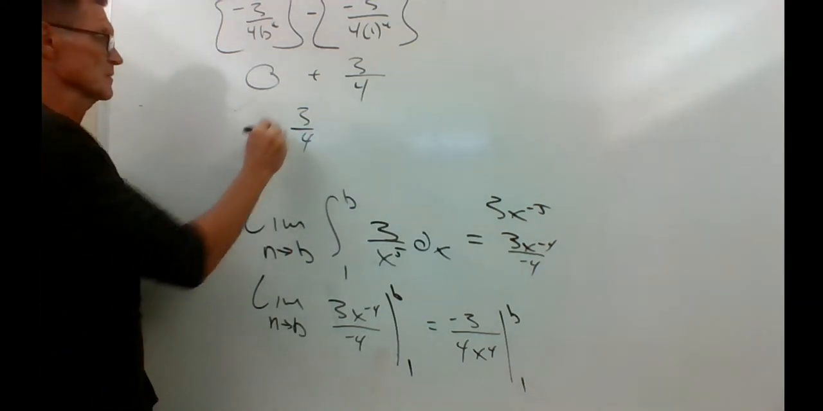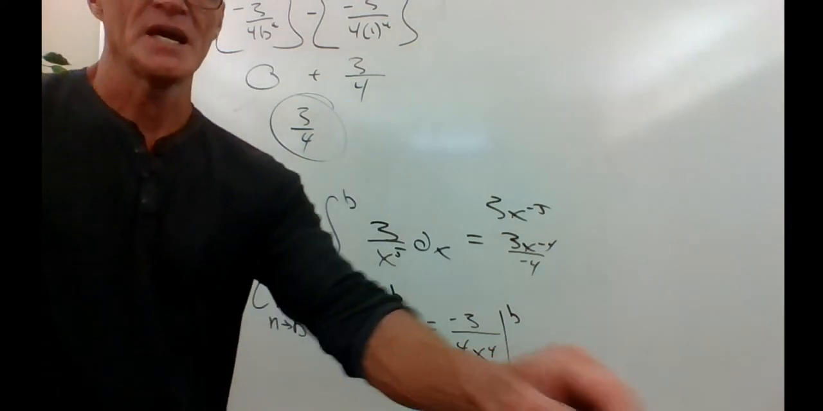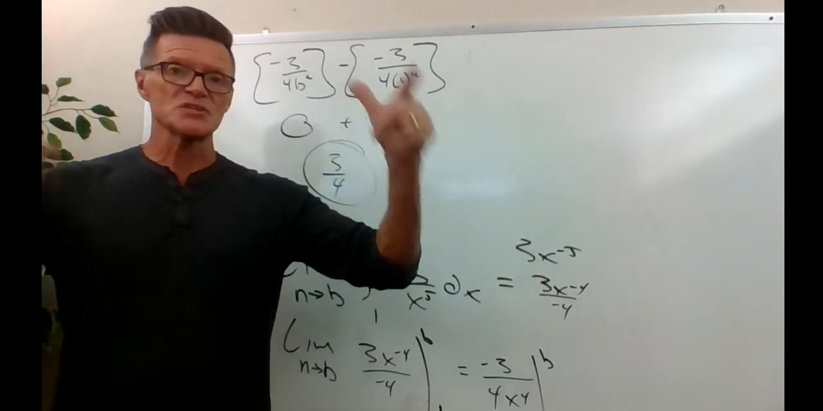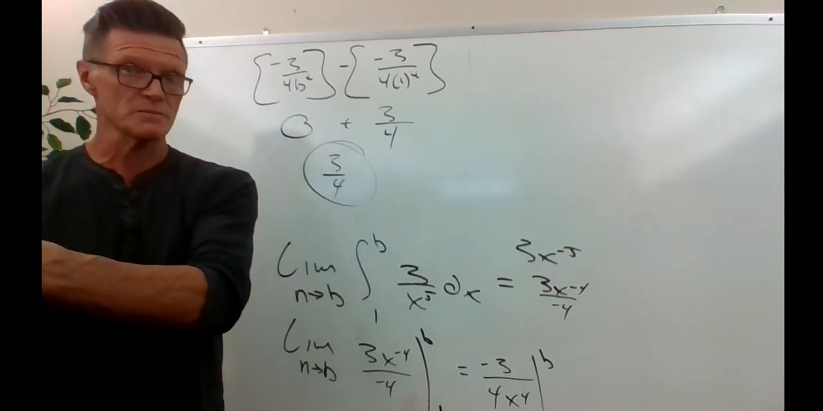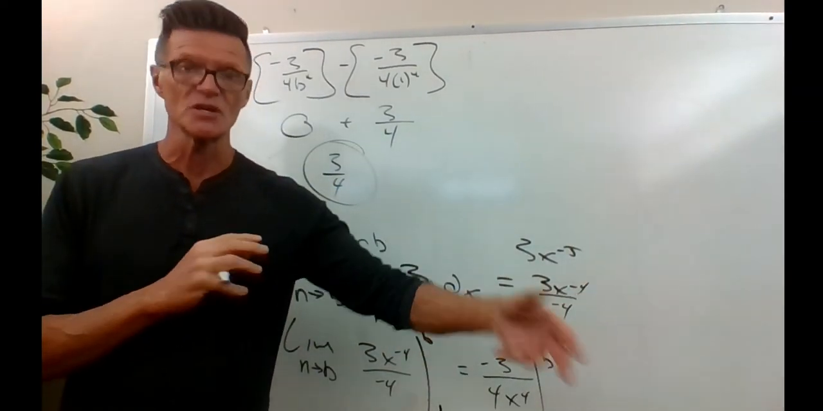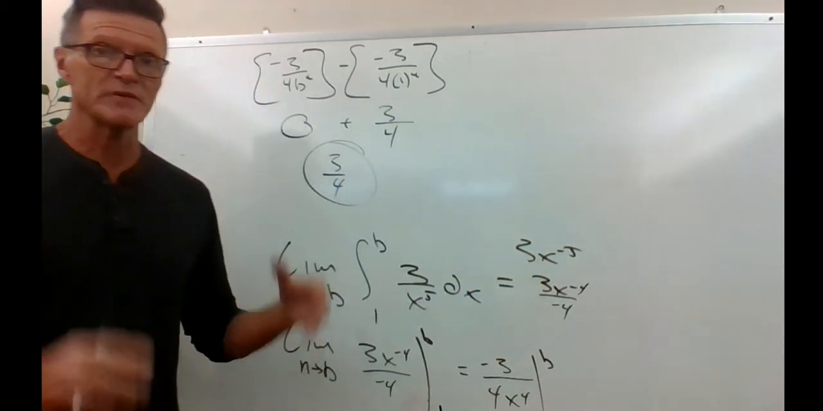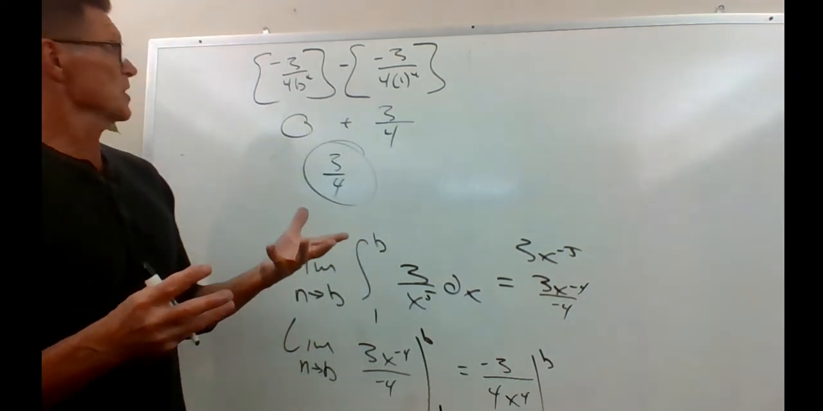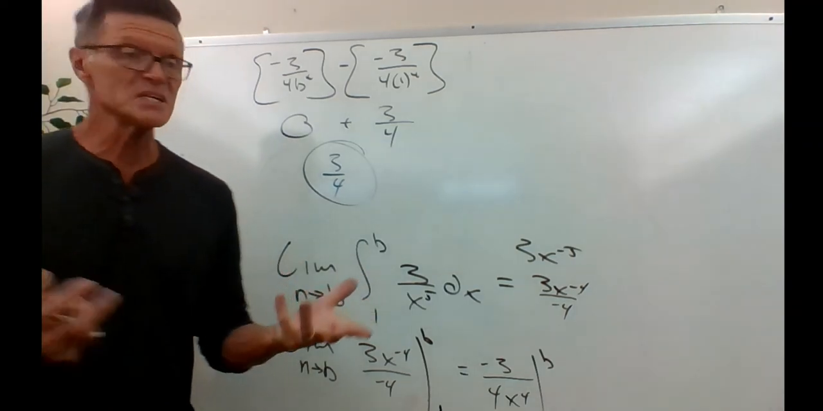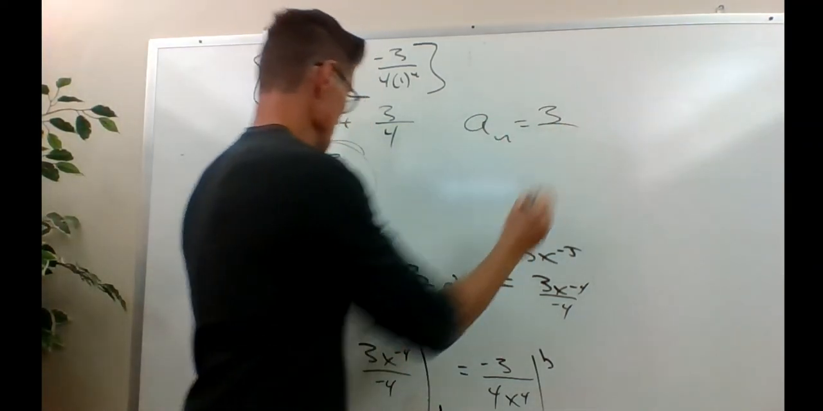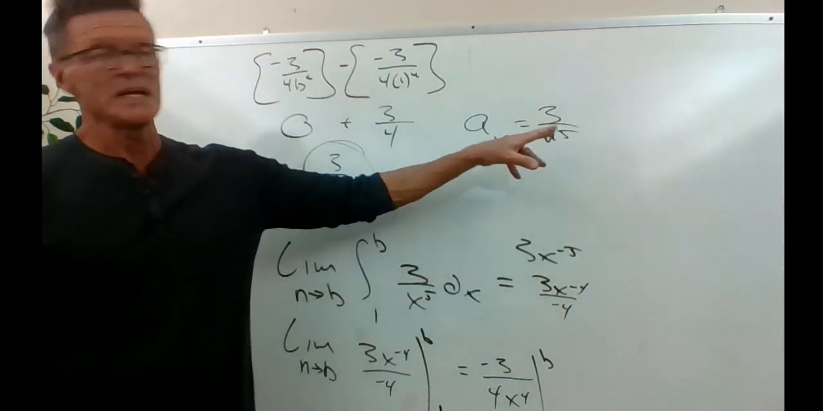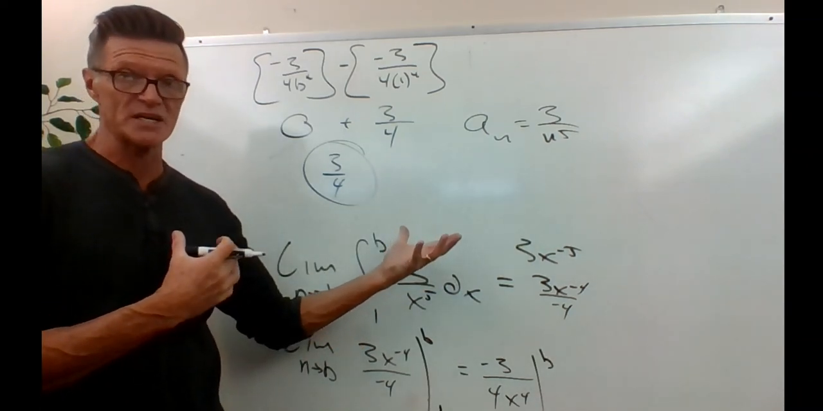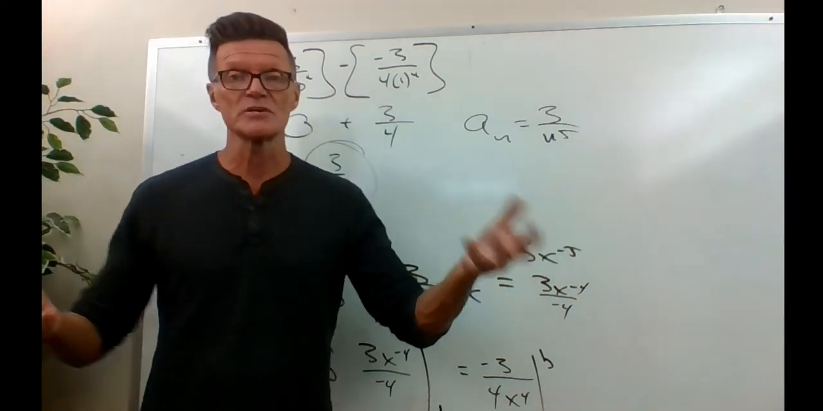So the limit is 3/4. If the limit is 3/4, that means the integral converges to 3/4, which means the series converges. Boom, we're done. We have just shown by the integral test that the series converges. We already knew that it converged because remember it was a p-series. a sub n was 3 over n to the 5th, and if p is greater than 1, it converges. So we're just confirming by the integral test that the p-series does converge.